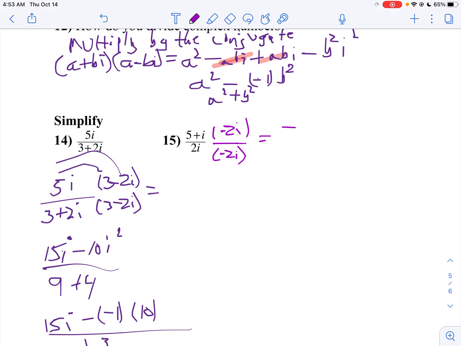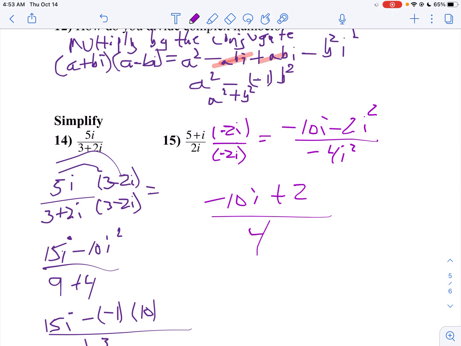So we're going to get negative 10i minus 2i squared, all over negative 4i squared. Well, i squared is negative 1, so I get negative 10i plus 2 all over 4. Now I can reduce this because I notice I'm going to write that as negative 10i all over 4 plus 2 over 4.